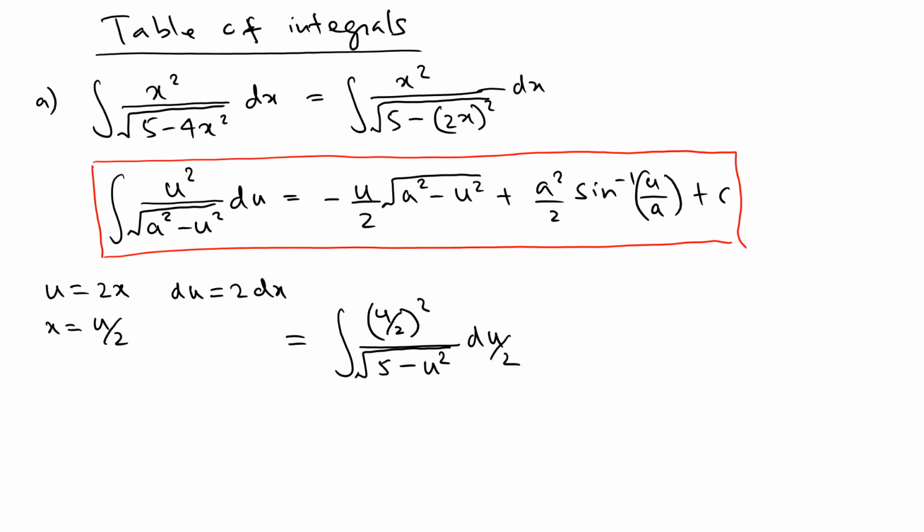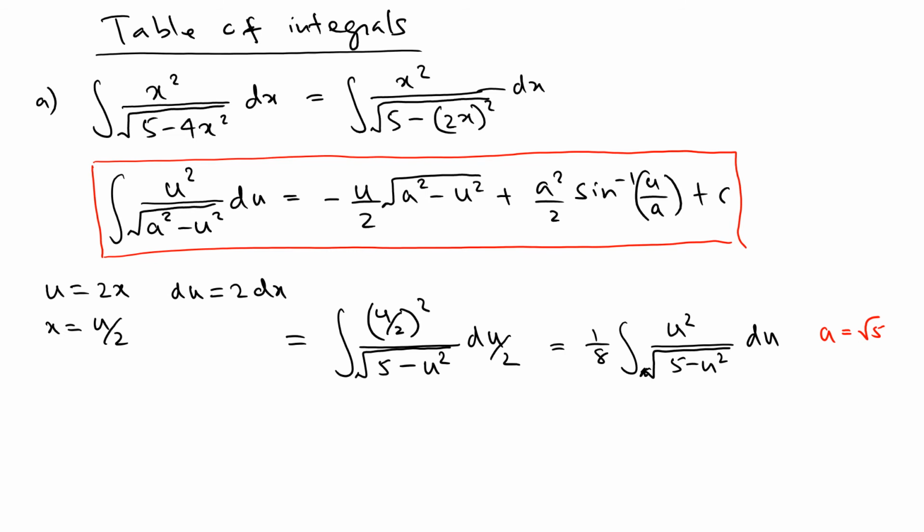Let's simplify this a little bit. From the top you get 1/4, and also you get 2, so you can pull out 1/8, and then you get the integral of u squared over the square root of 5 minus u squared du. Now you can see this matches very well with the formula that we have, where a equals square root 5. So just plug a equals square root 5 into the formula.